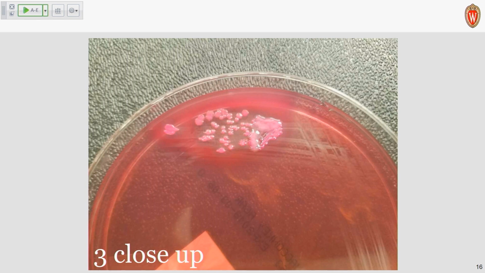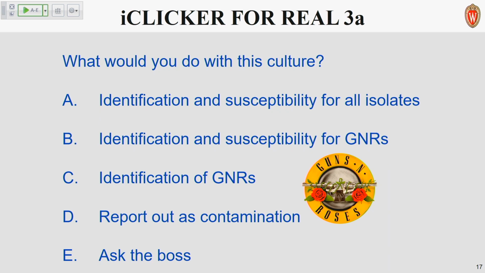And there's a super close-up of your MacConkey plate. It appears to be mixed. All right, what would you do with this culture? ID and susceptibility for the gram-negative rods, identification of the gram-negative rods, contamination, or ask for help.